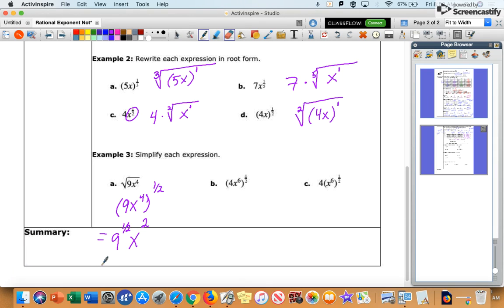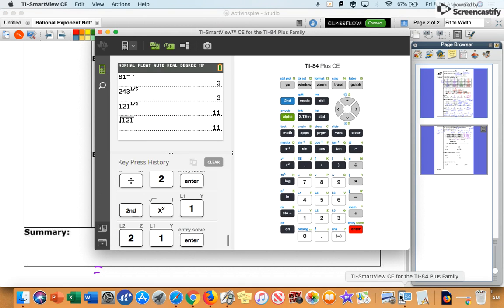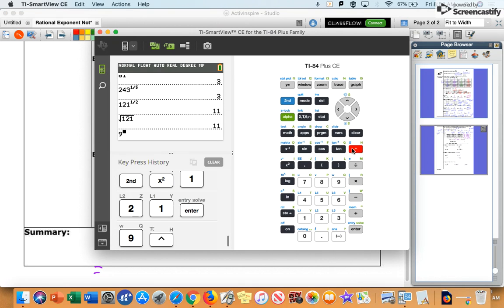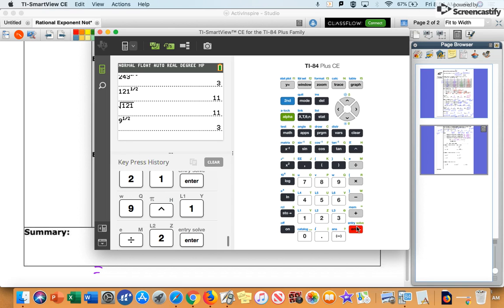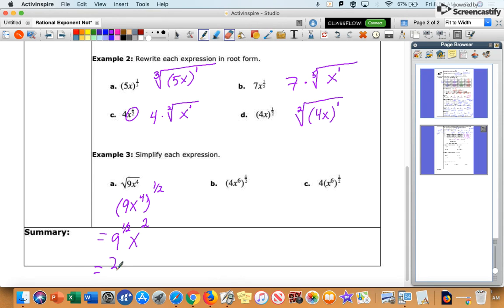Let's simplify this just a little bit more. 9 to the 1/2 power is the same thing as taking the square root of 9. So either way, if you know the square root of 9, but if you wanted to use your fractional exponents, your rational exponents, remember that is the same thing as the square root of 9, which is 3. So this final answer simplified would be 3x squared.